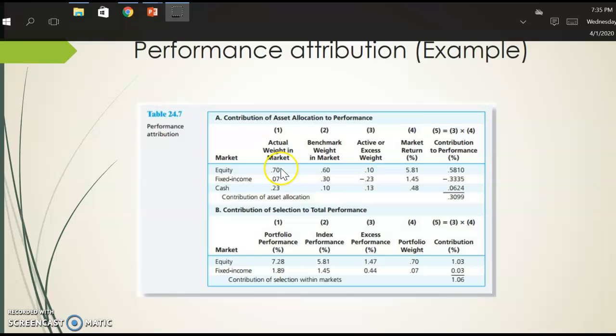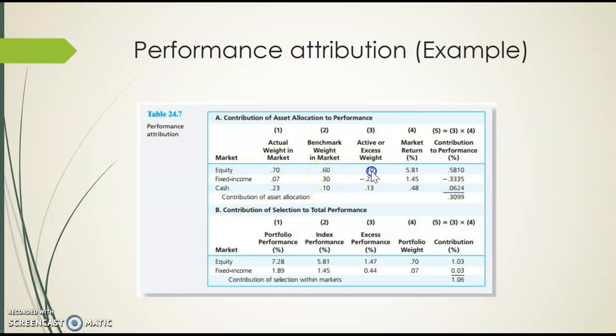So I put 70% in equity. The benchmark I'm comparing to put 60, so I overweighted by 10%. I put 7% in fixed income. The benchmark put 30, so I underweighted by 23%. And I put 23% in cash. The benchmark put 10% in cash, so I overweighted by 13%.